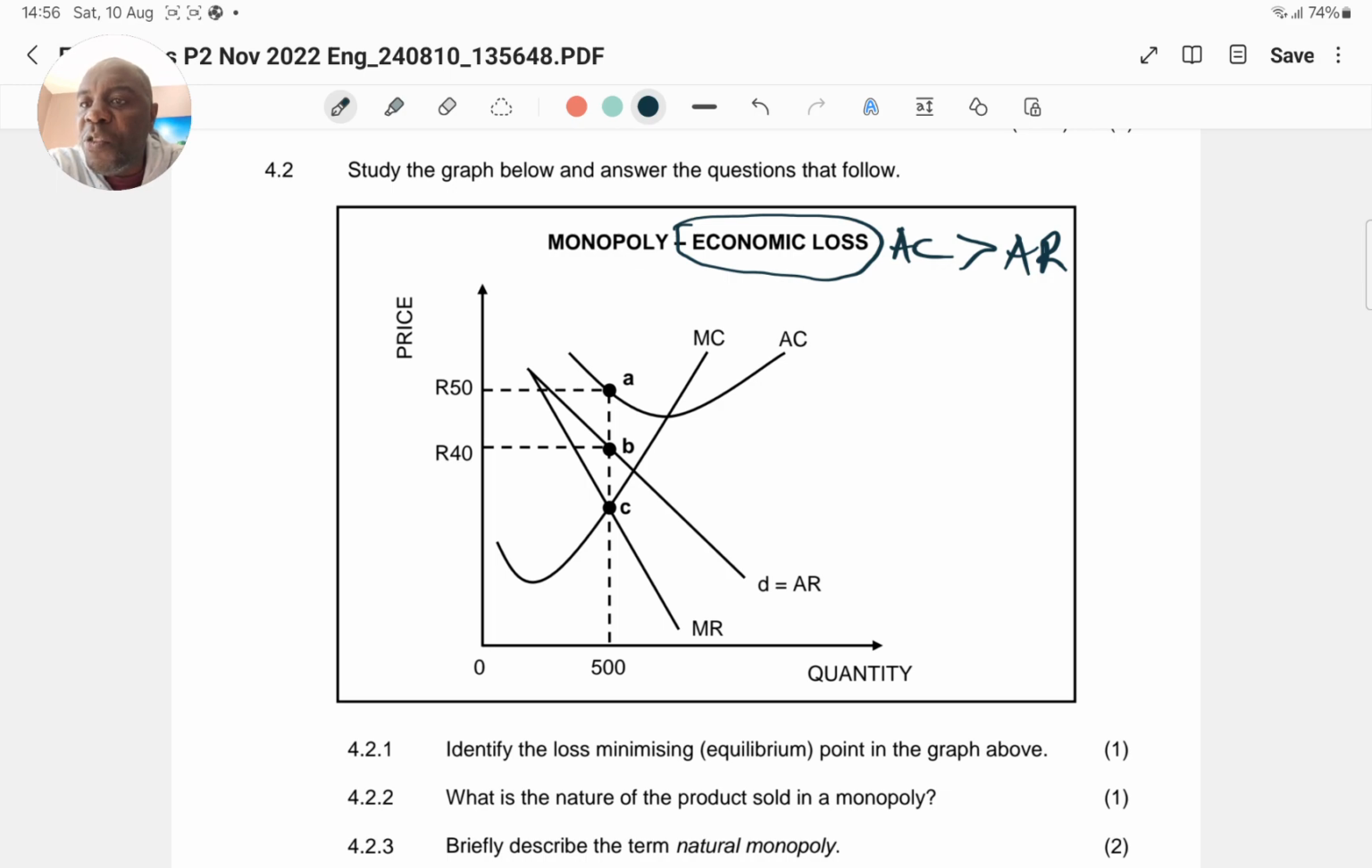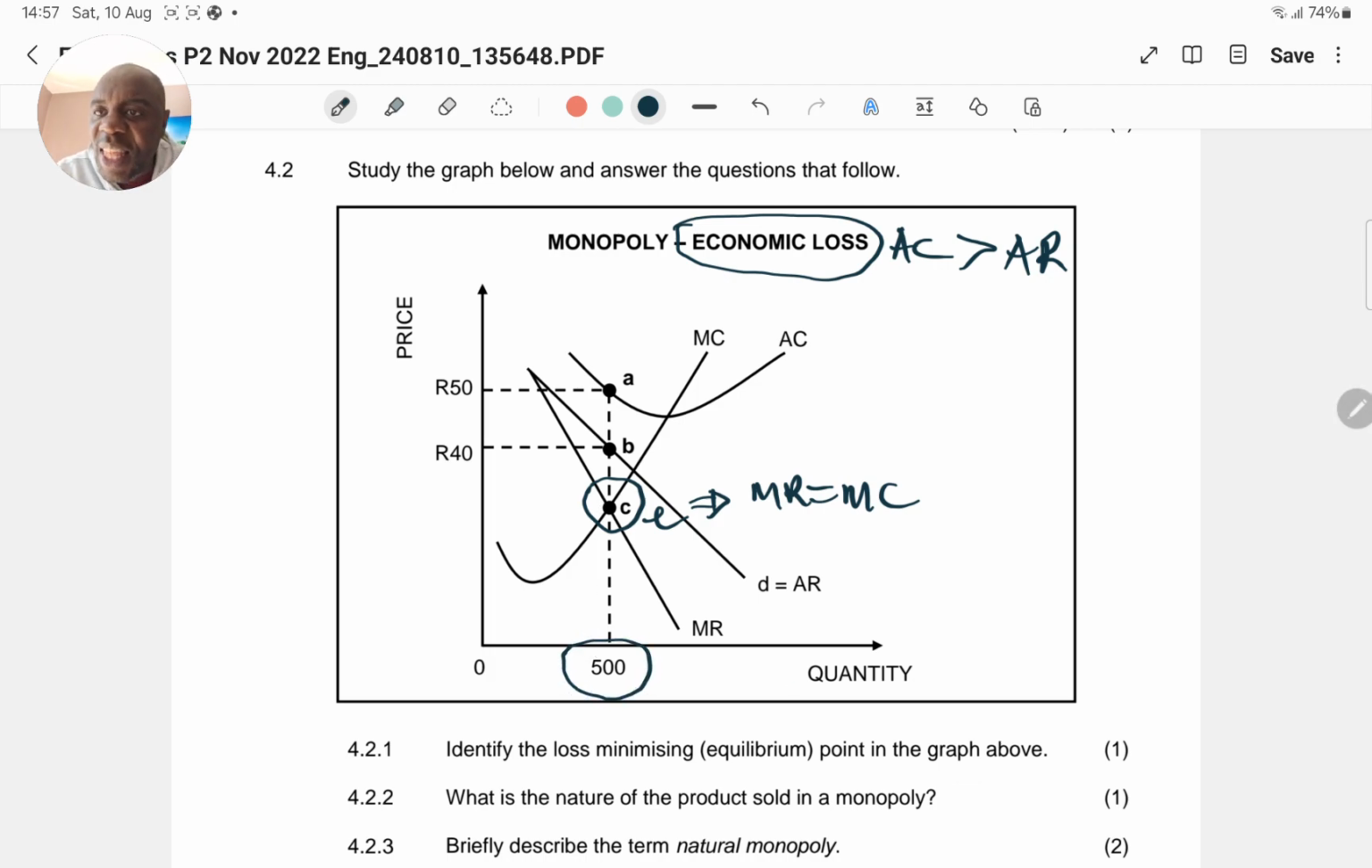We always start from the profit maximization point or the loss minimizing point, which is letter C in this case. Letter C is our equilibrium point. It's our equilibrium point because this is where MR is equal to MC. So a business maximizes profit or minimizes losses when marginal revenue is equal to marginal cost. What does that mean in simple terms? It means that this is the point at which the business should produce.